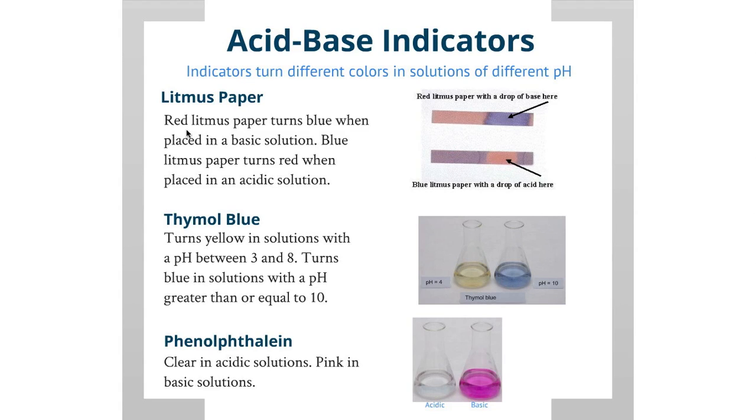Next, phenolphthalein. Phenolphthalein is clear in acidic solutions, but it's going to be pink in basic solutions. So you got to remember what the pH is for acidic and for basic. Phenolphthalein will be clear in any solution with a pH less than 7, but it'll be pink in any solution with a pH greater than 7.